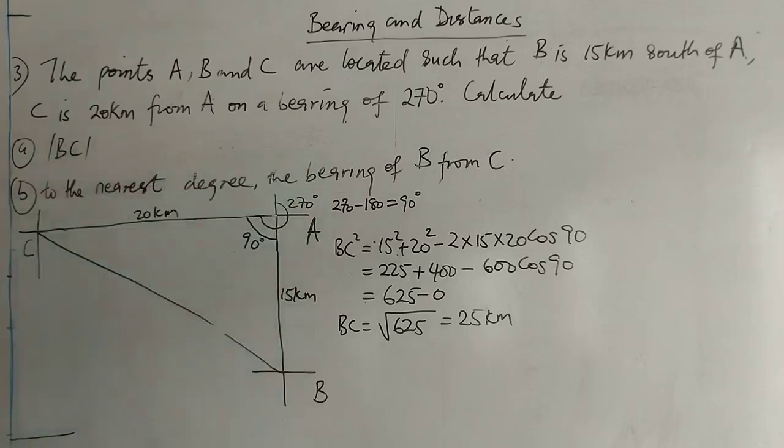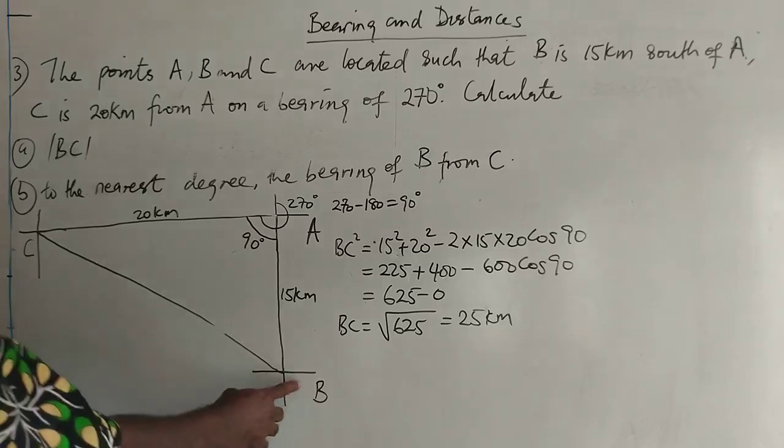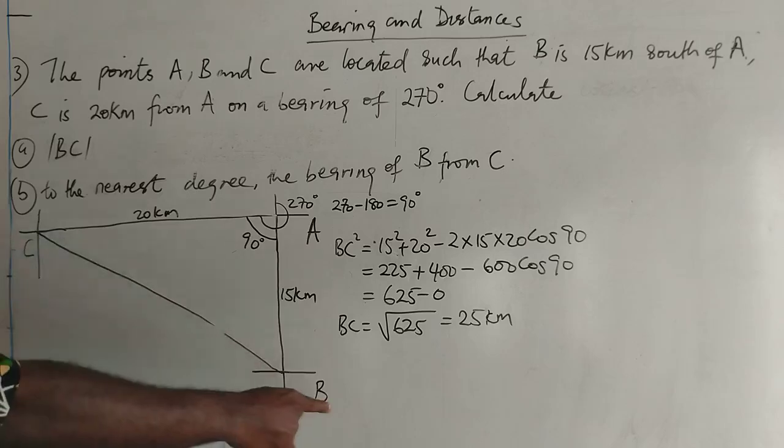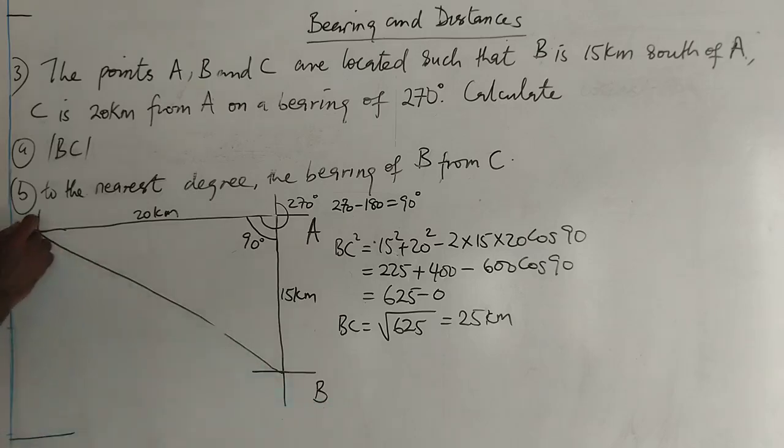To calculate the bearing of B from C, this is B here, from C, means go to the north of C and take the bearing. Draw an arc until it touches the line going to B. This is the bearing. So how do we do that?